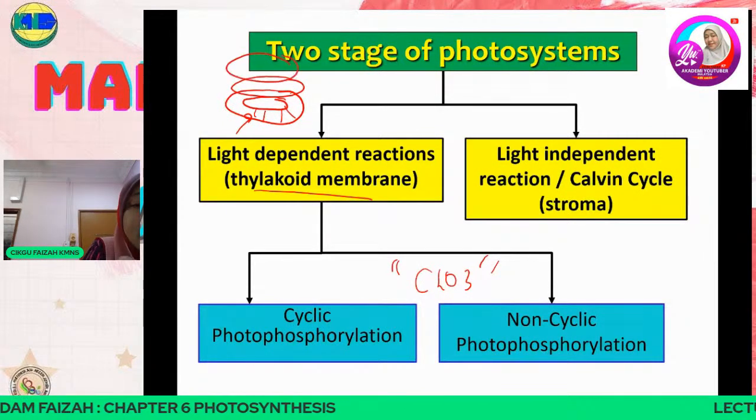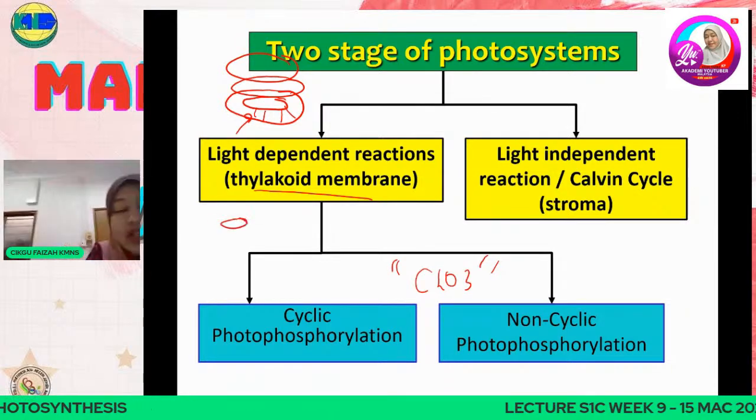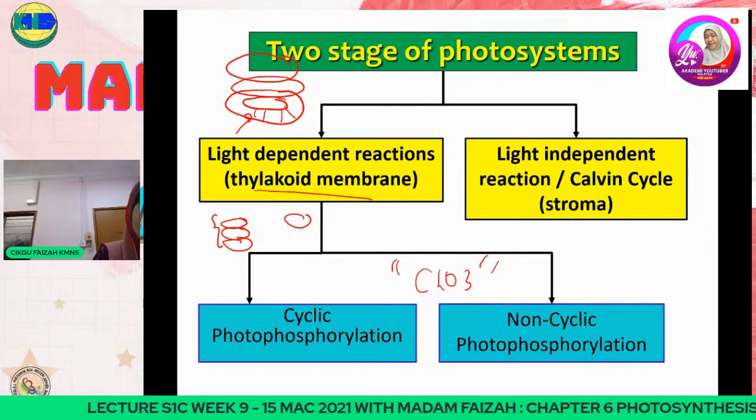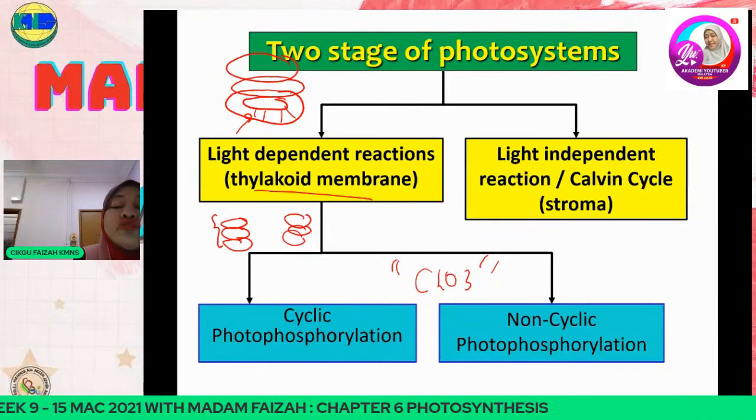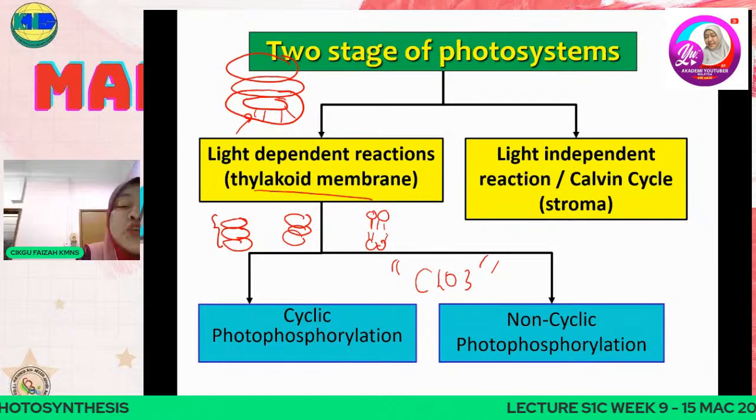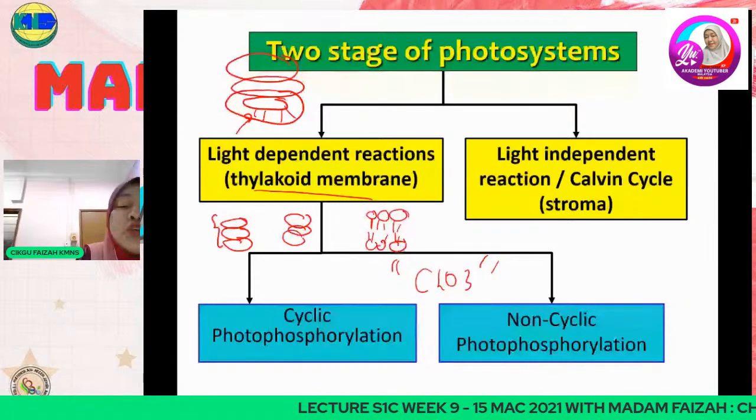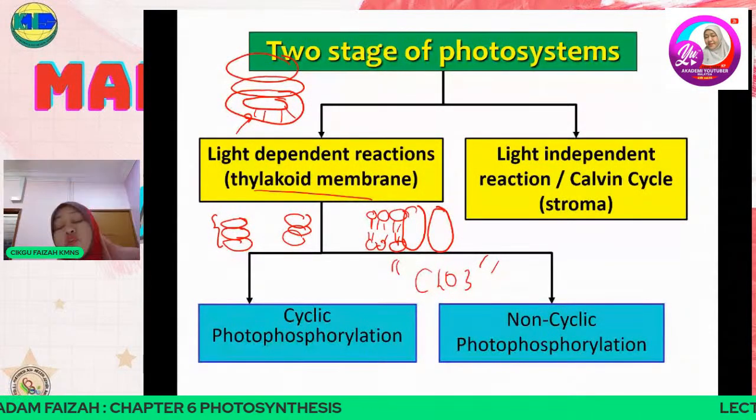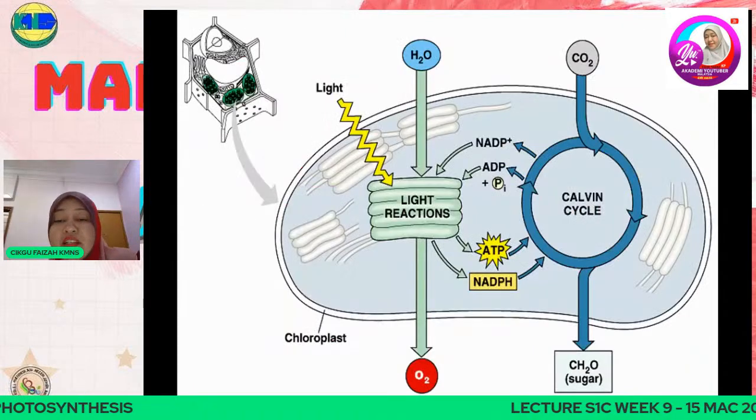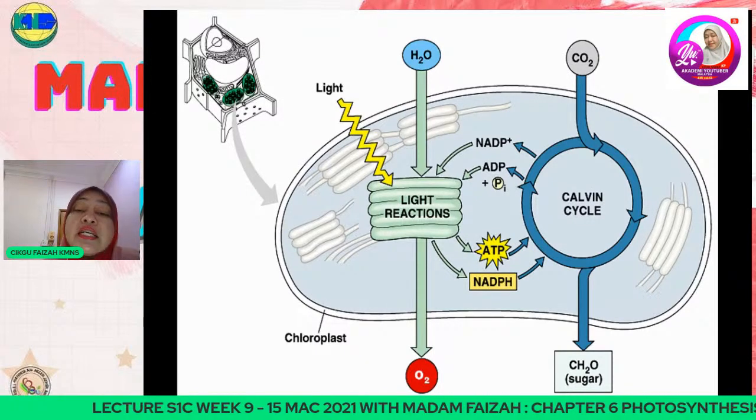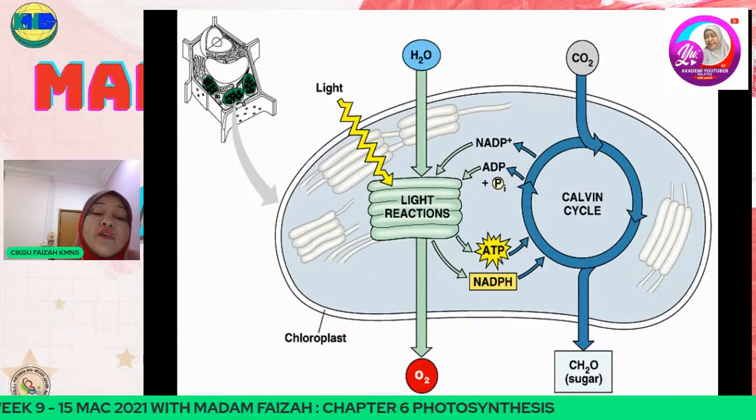Many thylakoids you call what, class? Granum. Thylakoid 1, thylakoid 2, thylakoid 3, many thylakoids make a granum, and many granum are grana. It involves the membrane. When teacher mentions the membrane, you automatically remember the ETC, class, which involves complex molecules. Same goes for this light dependent reaction. Here you will find photosystem 1 and photosystem 2. Another one is the light independent reaction, the Calvin cycle.